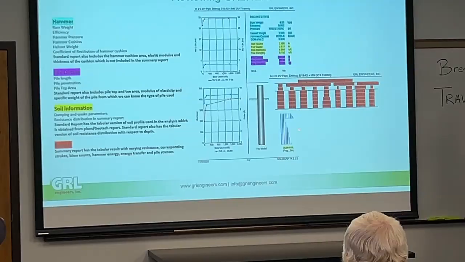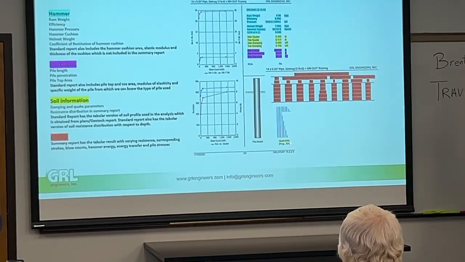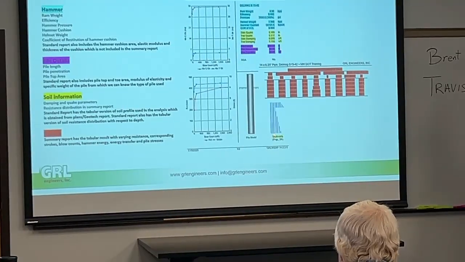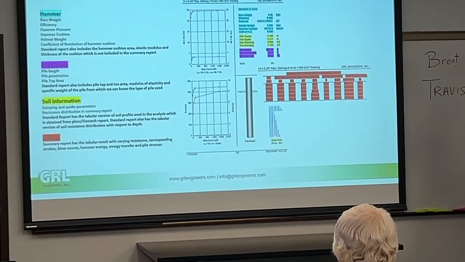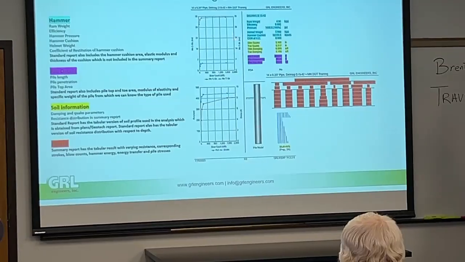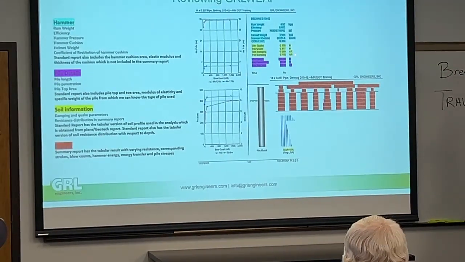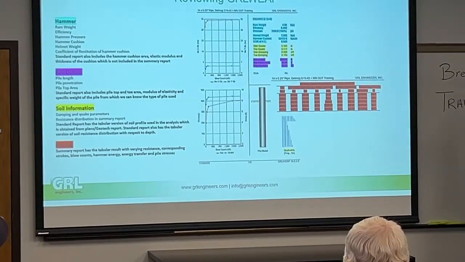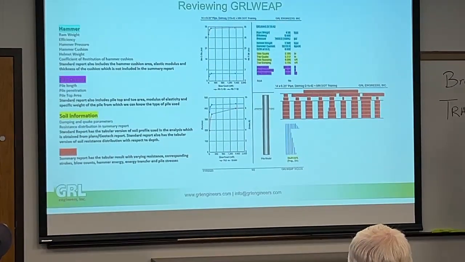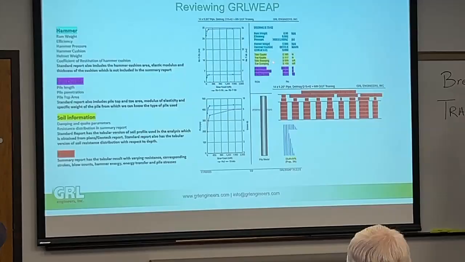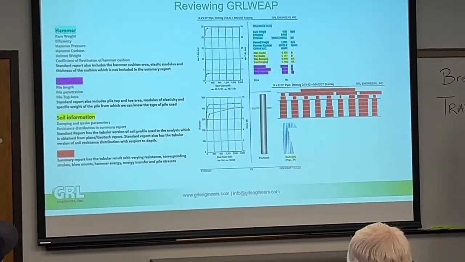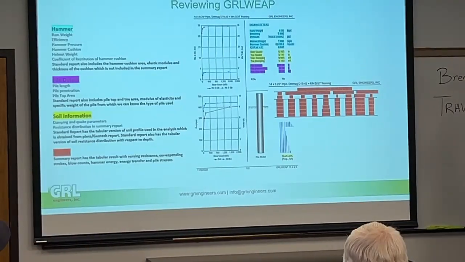Soil parameters, this is the part that you guys are rightfully concerned with. So here is the resistance distribution. So 44% shaft resistance in this case. Here's your dynamic soil parameters, which you could check against the recommended values in the WEAP. Pile length, so total pile length, pile penetration, the area, that would be the section that you selected.